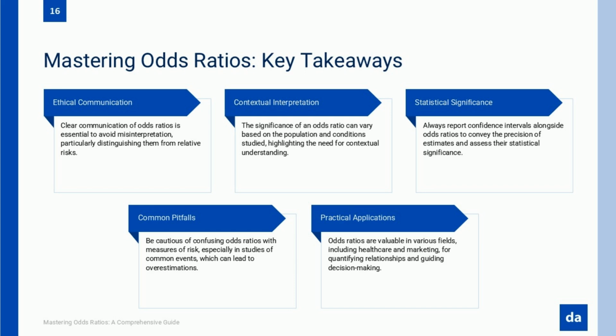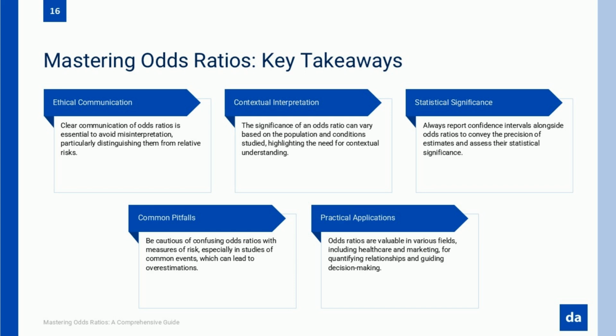At its essence, the odds ratio is a comparative measure calculated by dividing the odds of an event occurring in one group by the odds of it occurring in another. This simple calculation belies the profound insights it can provide across various fields of study. An odds ratio greater than 1 indicates that the event is more likely to occur in the first group compared to the second, while a value less than 1 suggests the opposite. However, interpreting these numbers requires a nuanced understanding that goes beyond mere calculation.